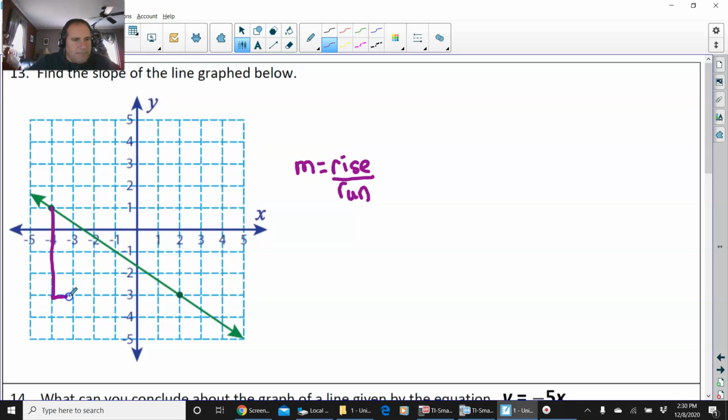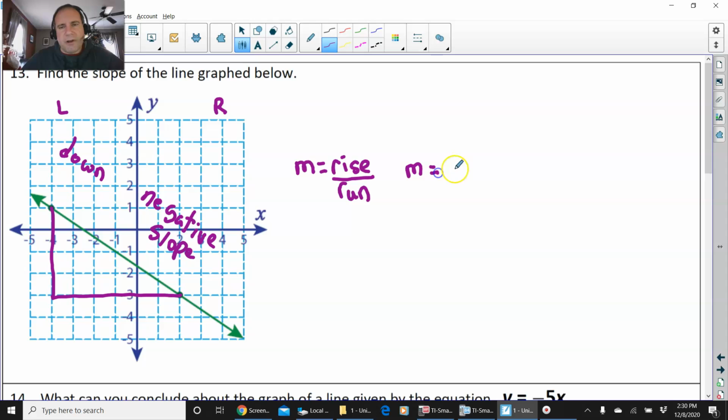By the way, as I'm drawing this, I know from left to right that this is going down. That means I should have what type of slope? If you said negative slope, then you are correct. This is a negative slope. So I'm going to set that up and just remind myself that I'm going to have a negative.